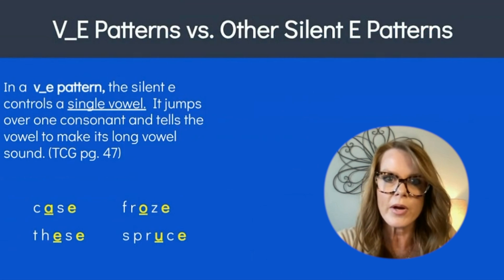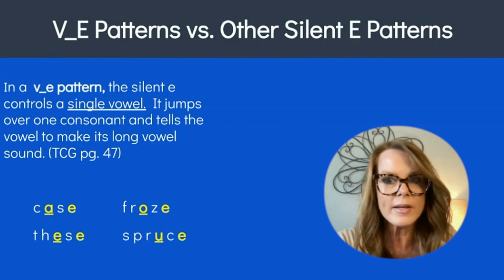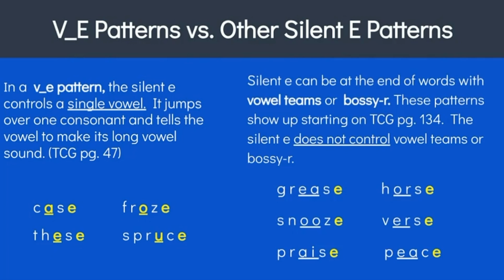Early in the program, we teach the children the vowel consonant E pattern, where E is silent and jumps over one consonant to make the single vowel change its sound from a short to a long sound, as in the words case, froze, these, and spruce. But silent E can show up at the ends of words that are not vowel consonant E patterns.